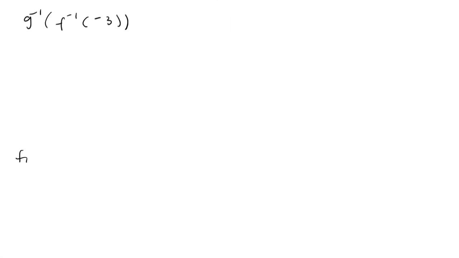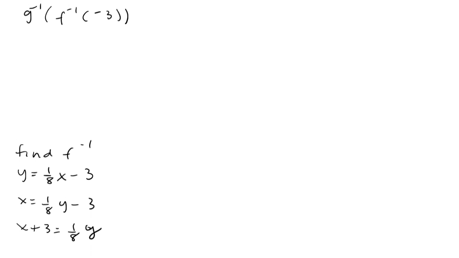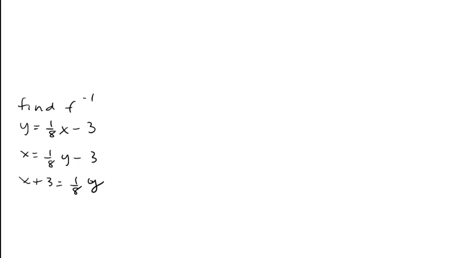Okay, so let's find the inverse of F. So if y is 1/8 x minus 3, the inverse is found by switching the variables and solving for y. Okay, at this point, multiply both sides by 8. So y is 8x plus 24. So the inverse of f is 8x plus 24.